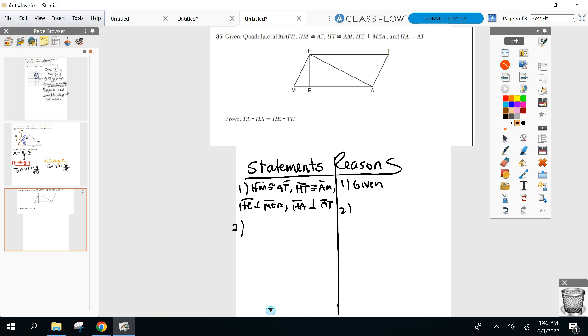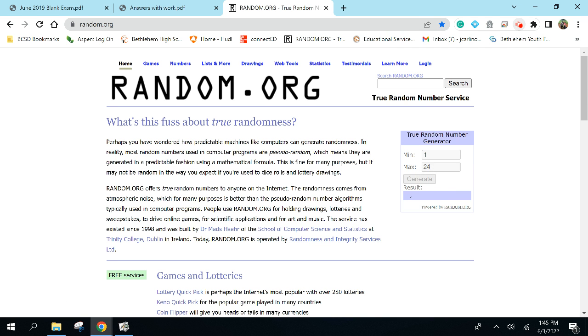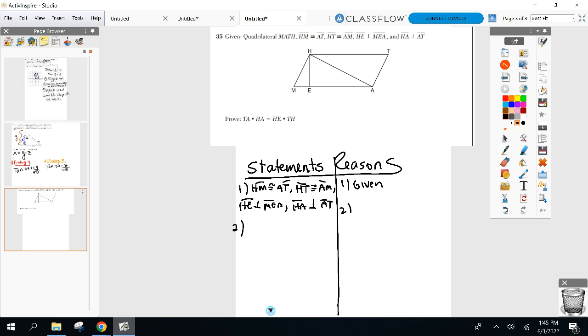I know it's going to be similar triangles, and at the end I'm going to write product of the means equals product of the extremes, but I still don't understand how to find which two triangles to prove similar. Or do I just guess? How do I figure out which two? You can look at the sides in the proof statement. There you go.